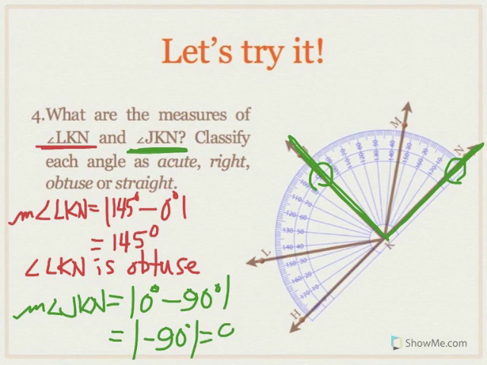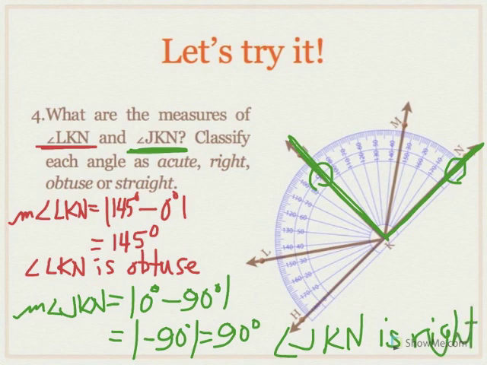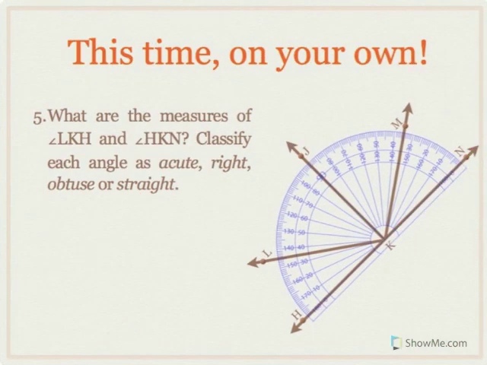Go ahead and press pause. Do this question on your own. And when you have your answers, press play to verify that you are correct. So you have your answers, do you? The measure of LKH should be 35 degrees, which makes it an acute angle. The measure of angle HKN should be 180 degrees, making that a straight angle. How did you do?